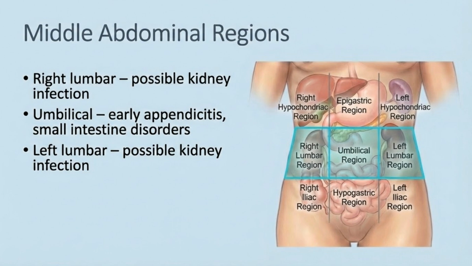This region is commonly referenced when documenting abdominal pain related to the intestines. The left lumbar region is located on the left side of the abdomen, lateral to the umbilical region. In medical terminology, this region is used to describe pain or findings associated with the intestines or left kidney.